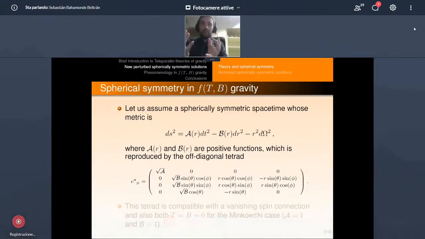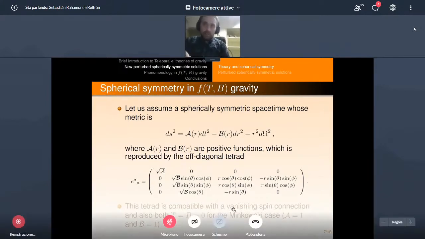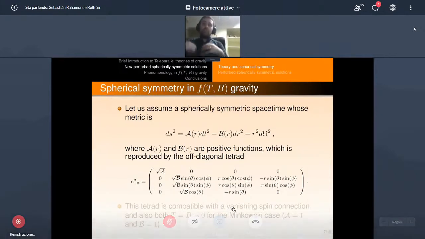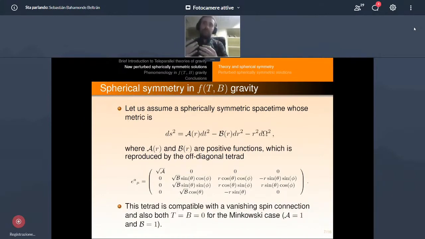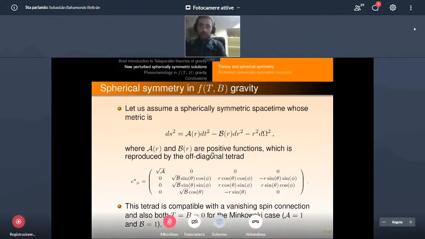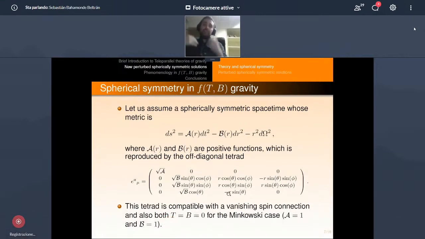So if we start with our metric, we have to reproduce the metric with the tetrad, and we have many possible choices. I don't have the time to explain, but this is a good choice for the tetrad and spin connection pair, which gives us the correct symmetries of spherical symmetry, and is also compatible with the fact that we can set the spin connection to vanish or not. In this case, we set the spin connection to vanish. If you do this, you need to consider some specific choices of the tetrad, and this is the tetrad that I am showing here. This tetrad also gives you the correct result from the Minkowski point of view, that these two scalars, T and B, are identically zero, as is the Ricci scalar.